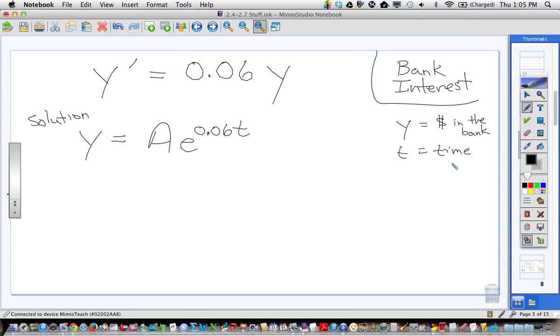So the solution to the differential equation is more useful, but it's usually harder to write and harder to figure out. The differential equation is easier to write, but it's not as useful. So they write the differential equation, and then they use those techniques to turn it into the solution equation, which is then more useful.